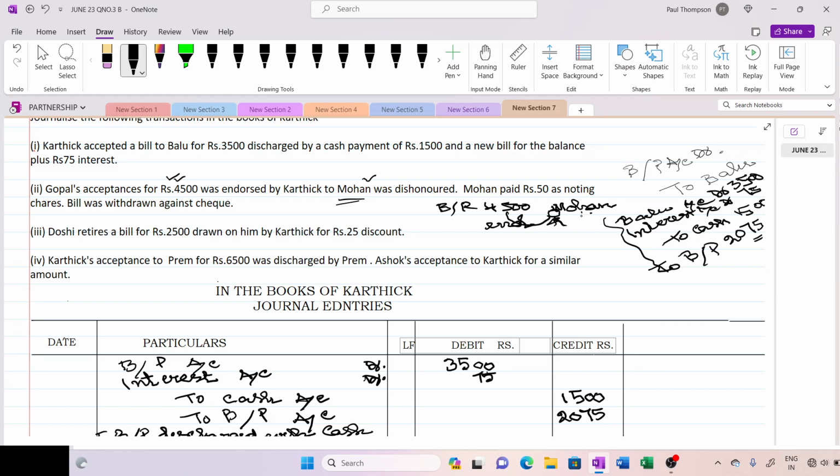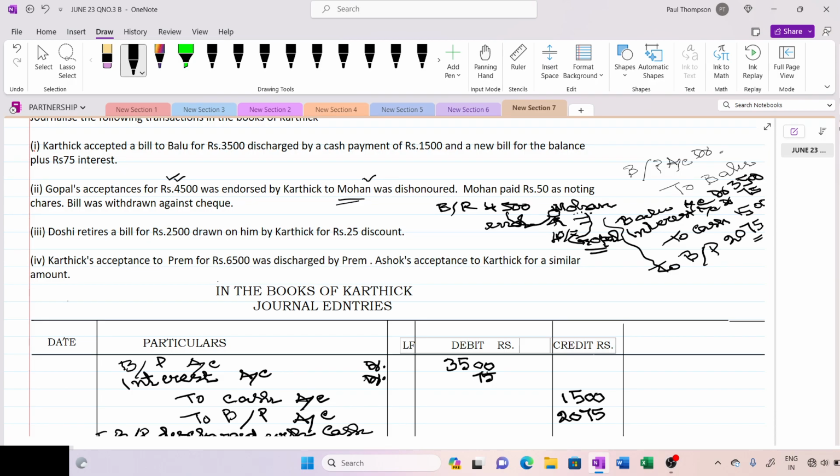Now Mohan will approach Gopal on the due date. Okay, now Gopal did not make the payment. So he dishonored the payment. Now while dishonoring, he has to make noting of that dishonor. So for that Mohan has paid noting charges 40 rupees. Now the noting charges also have to be borne by the defaulter. Here defaulter is Gopal. So we have to debit Gopal and make payment to Mohan.